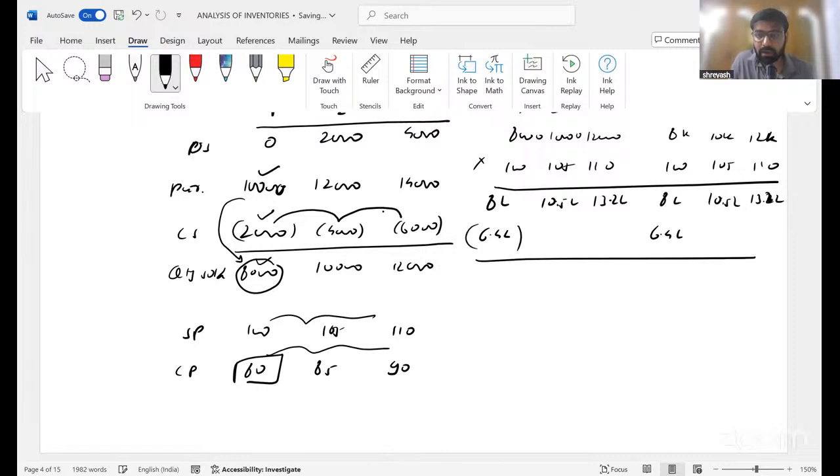And what does your profit come down to? Sir, your profit comes down to 1.6 lakh, 1.6 lakh in both the cases. Sir, what kind of profit are we talking about? Gross profit. Okay, sir, fair enough. That is what it would be.